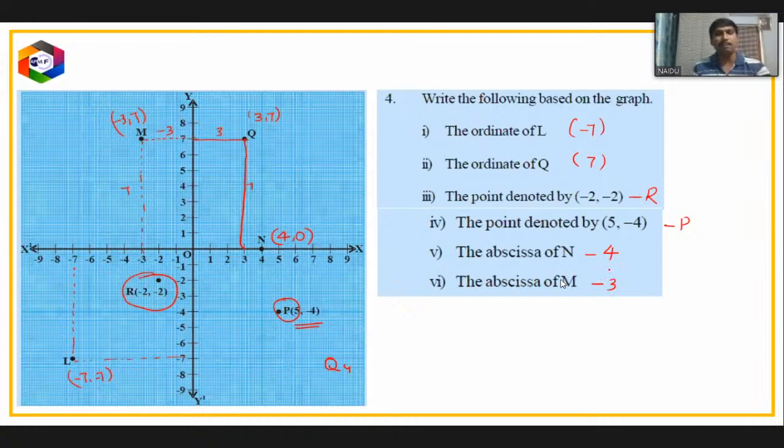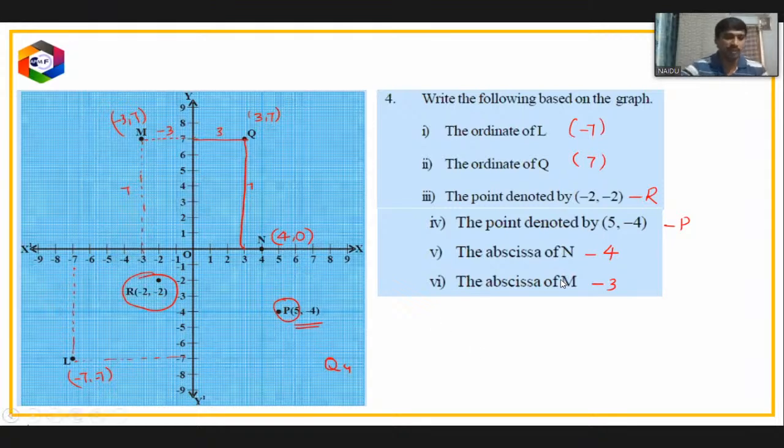So this is a simple diagram based question. From the diagram we find what is the abscissa and what is the ordinate. Yes, I think it is a simple question and it is clear for everyone.